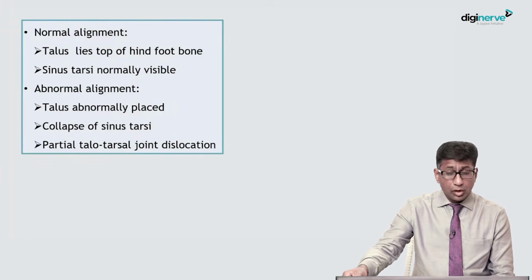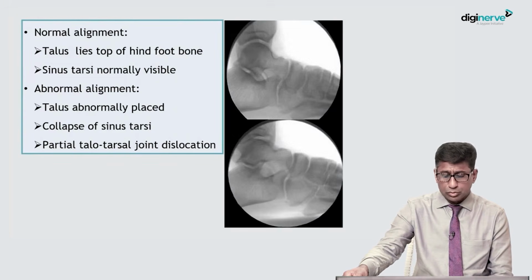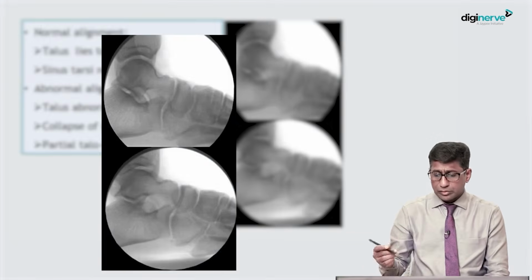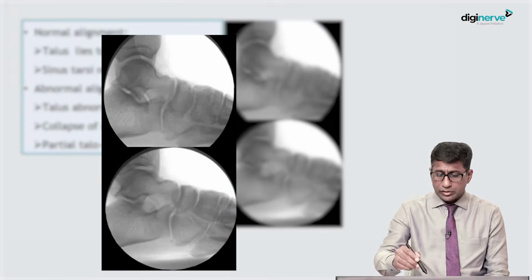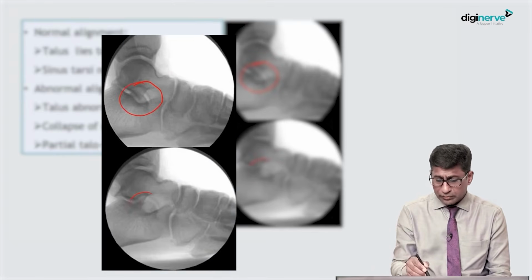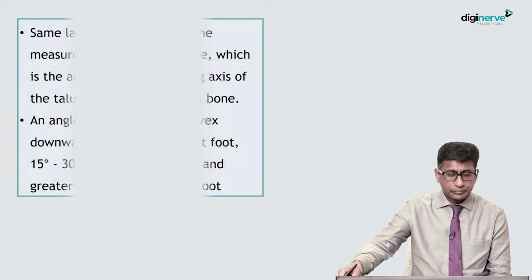In a normal alignment, the talus usually lies on top of the hindfoot bone, and the sinus tarsi is normally visible, but in the flat foot you will not see that. In abnormal alignment, the talus is abnormally placed, there is collapse of the sinus tarsi, and partial talotarsal joint dislocation can be seen. You can see this sinus tarsi here. There's a big gap here. You are able to see the sinus tarsi very well, and here there is overlap. That means there is a collapse of the arch.